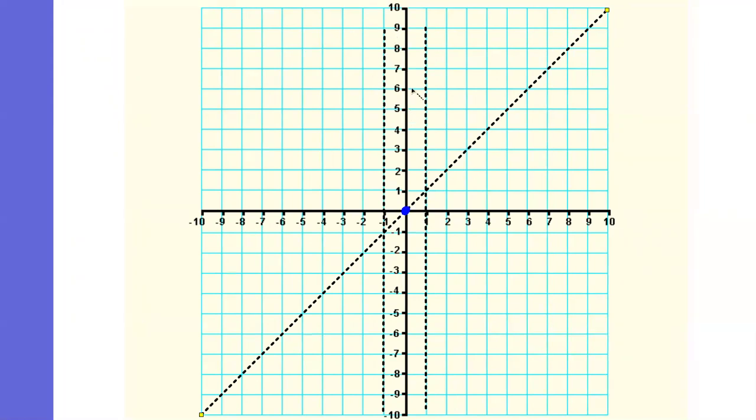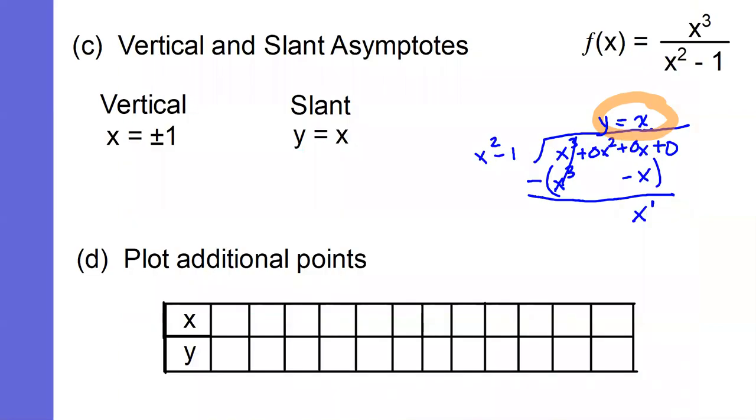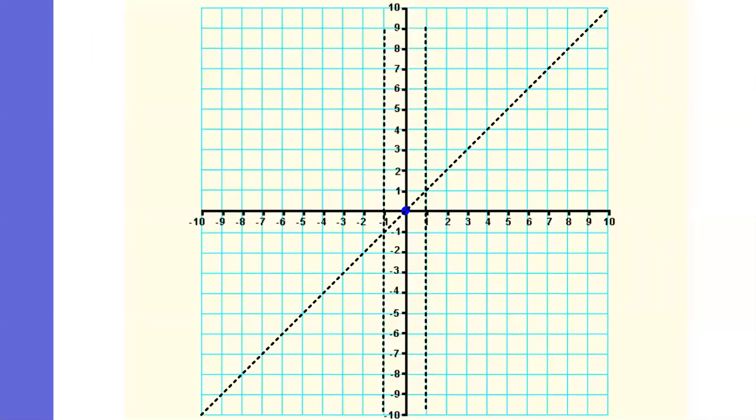So I've drawn in my vertical asymptotes. I've drawn in my slant asymptotes. I have this intercept here, which is part of my graph. The rest is just filling in the rest of the points, which can be a somewhat tedious process just because you have so many different parts of the graph to deal with. So we need to know what is happening graphically over here to the left.